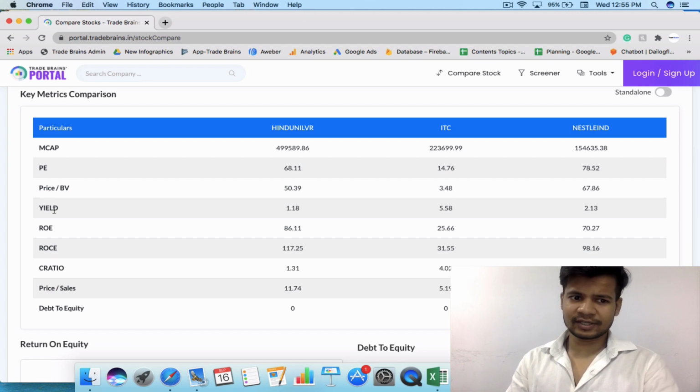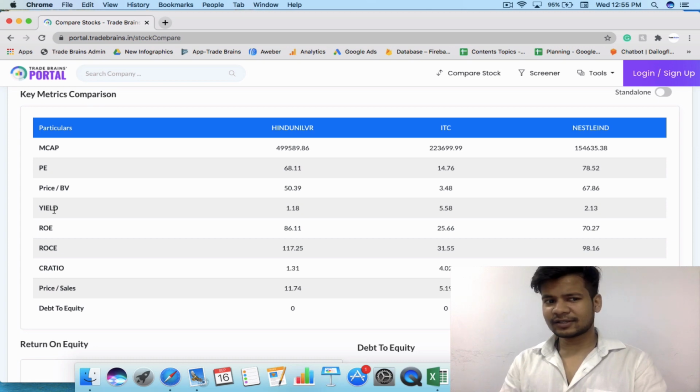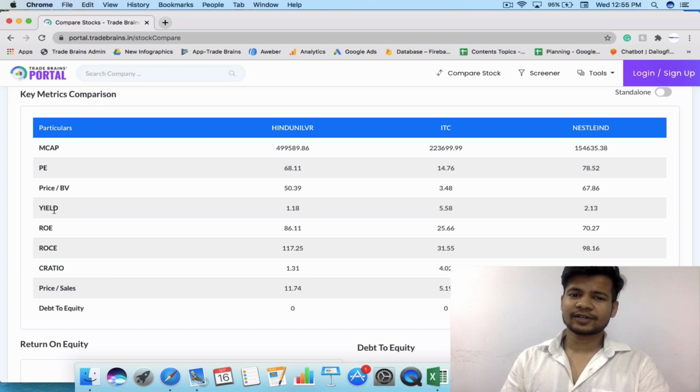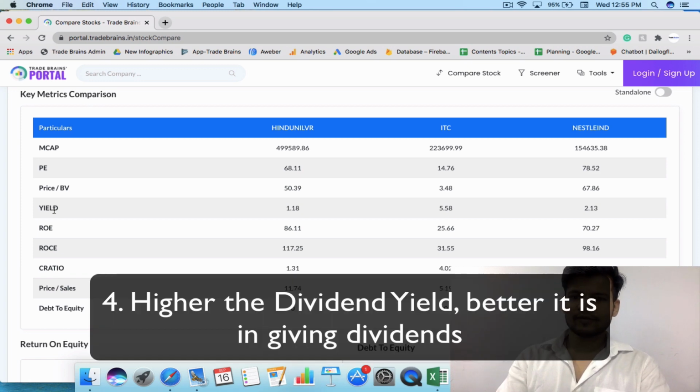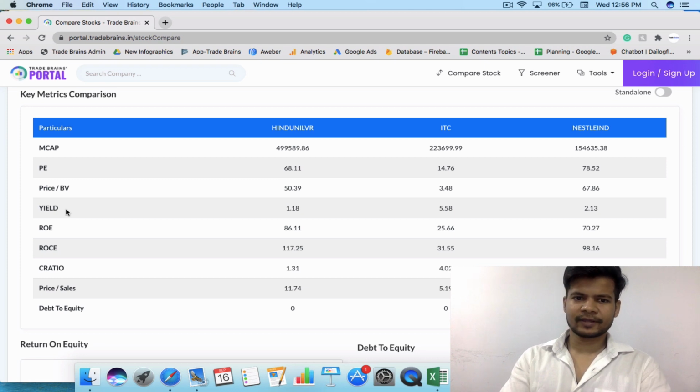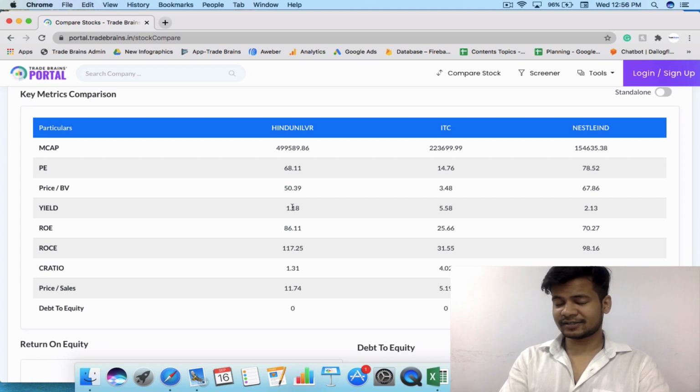Next let's look into the yield, that is the dividend yield of the company. This field is not much useful for those people who are not looking into the dividends of stocks or who are not interested in dividend companies. However, it tells you how good the company is in rewarding its shareholders with dividends, and the higher the dividend yield, the better it is for shareholders to receive dividends from that company. For Hindustan Unilever, the current dividend yield is 1.18%. For ITC it is 5.58% and for Nestle India it's 2.13%. And obviously ITC is giving more dividends compared to Hindustan Unilever and Nestle India.